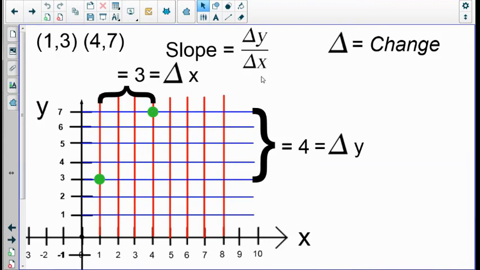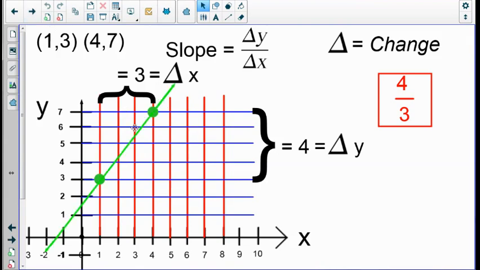And here we're still looking at this formula right here. So in order to compute this, you take the change in y, which is 4, over the change in x, which is 3. So here's the answer, 4/3, right here.